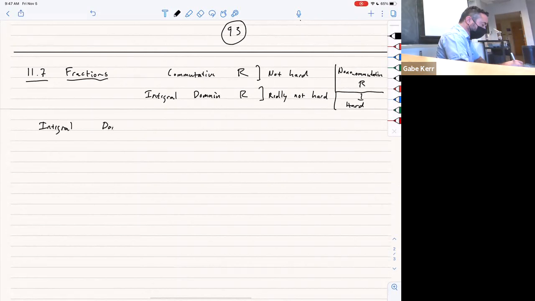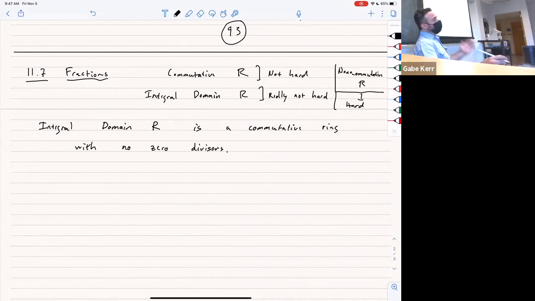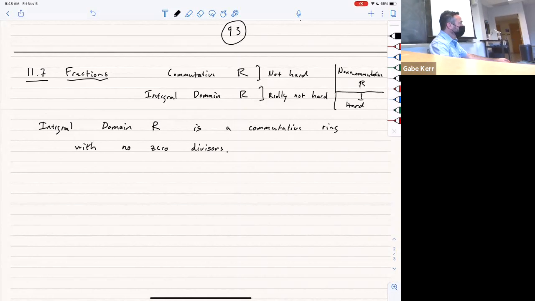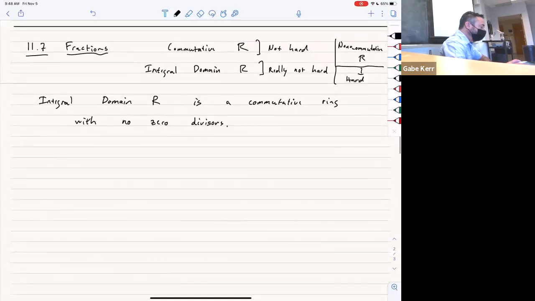What is an integral domain? I think I might have said something about this. Remember? This is a commutative ring, no zero divisors. Now, some people will call that a domain, and then some people, when they say domain, will mean a not necessarily commutative ring with those. So there's some language there, but integral domain, I think everyone accepts means this.